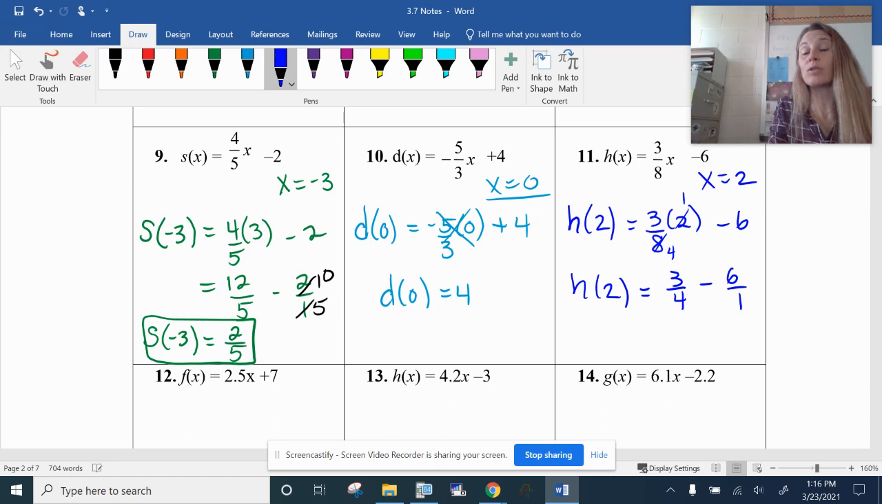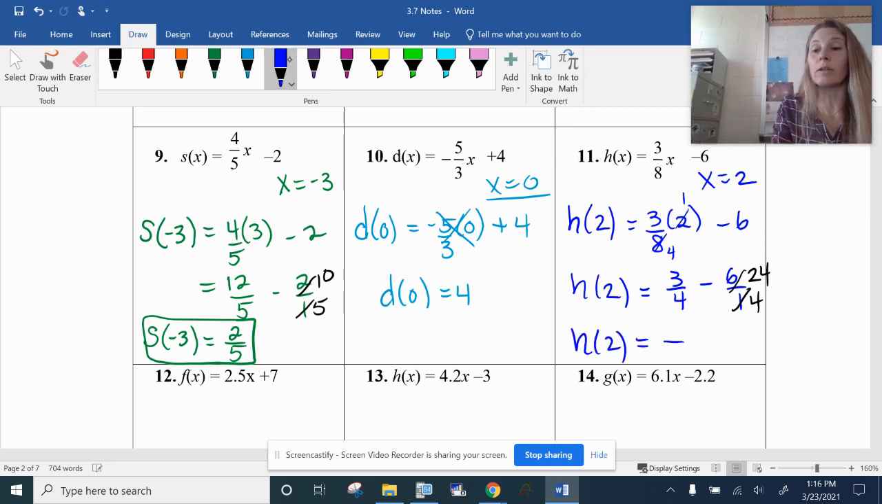minus 6, which is really over 1. So this is where I want to make my common denominator. And now I can finish up by subtracting those two fractions. 3 minus 24 would be negative 21, and that would be over that common denominator of 4.